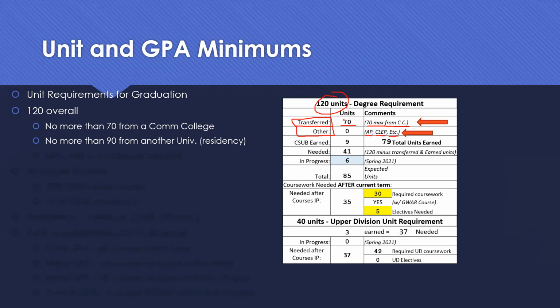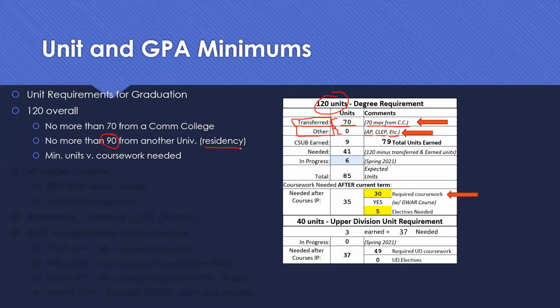When we add these two up, however, we cannot exceed 90 units. And the reason for that is because of what we call residency units. You're supposed to do a minimum of 30 units at CSUB in order to graduate from CSUB. So 120 minus the 30 you have to do here, it ends up being 90, the cap between the two, whether again it's community college, AP, CLEP, other university.